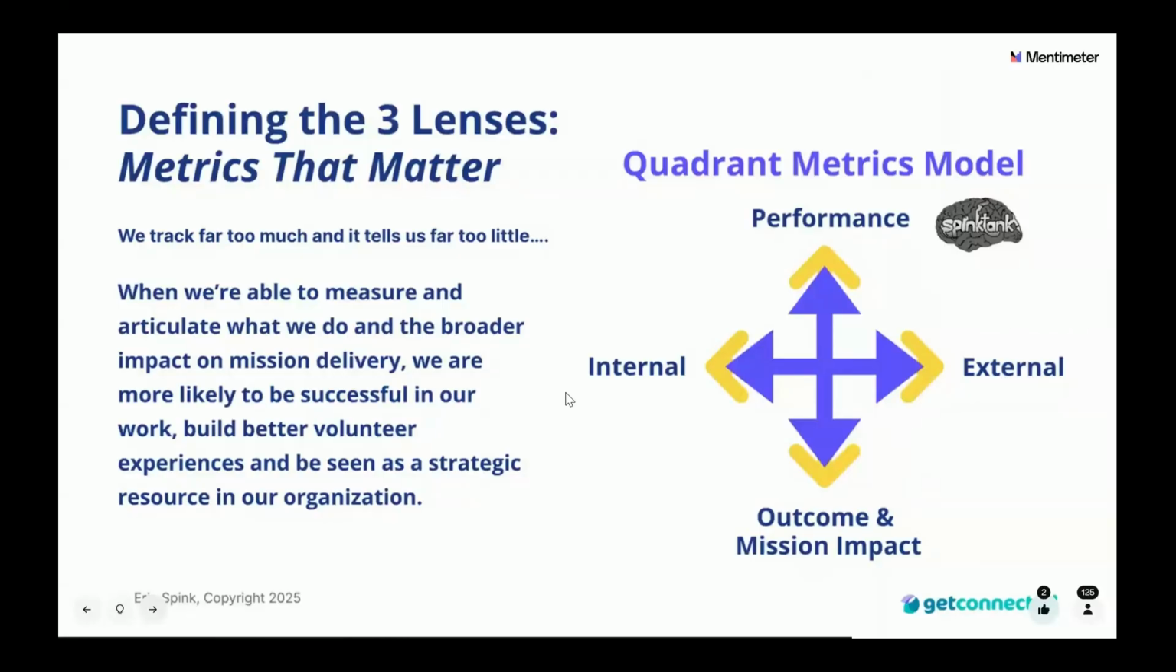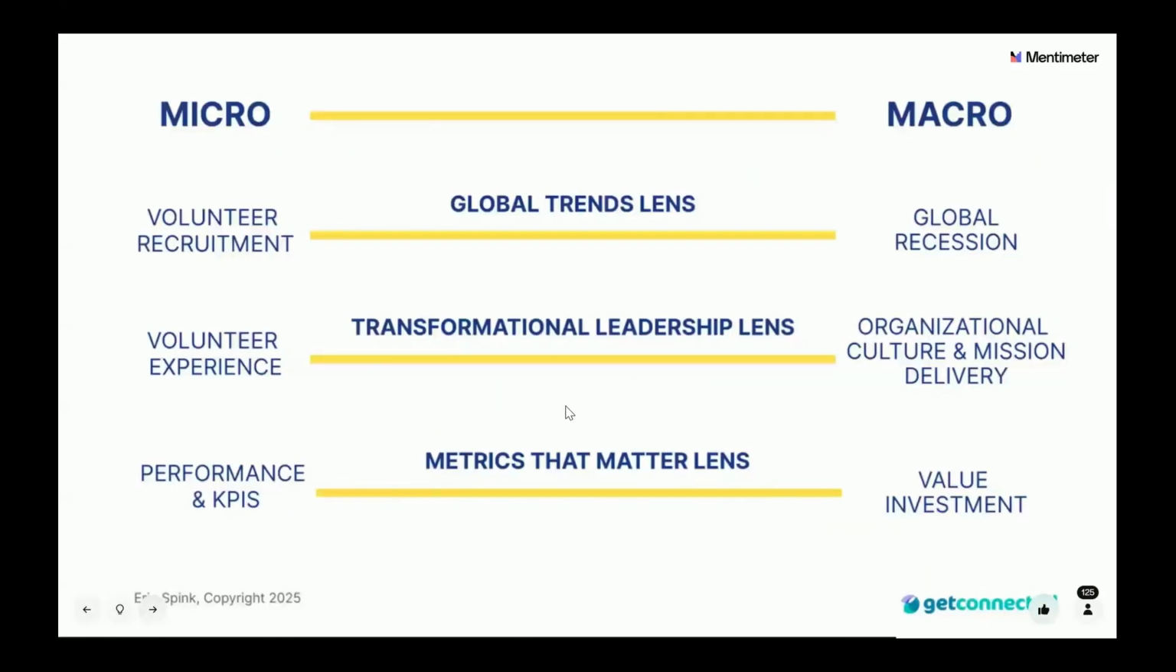So let's just go to the micro and macro. When you are able to identify performance and KPIs at the micro level that really speak to how valuable the investment that an organization is making into you and into volunteers is, it can be really transformational. So, there may be KPIs and metrics that you are forced to track, right? That doesn't stop you from collecting others to articulate the value of that investment.